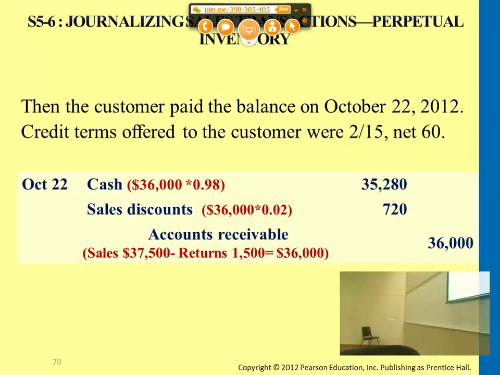And so meaning that the total cash that company is actually receiving from this entire transaction, even though it started from $37,500, a part of that your customer returned to you, so you're not getting a part of that back. Also, a part of this $720 you offered a discount to them. So overall, the cash that you're really getting from this transaction is only $35,280.